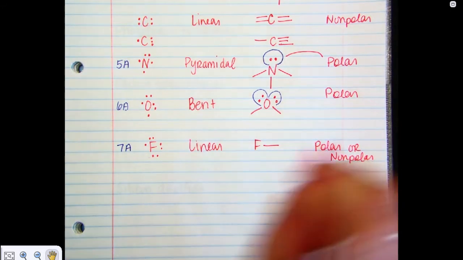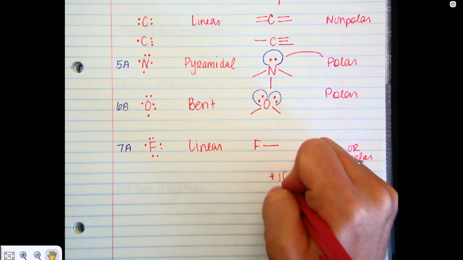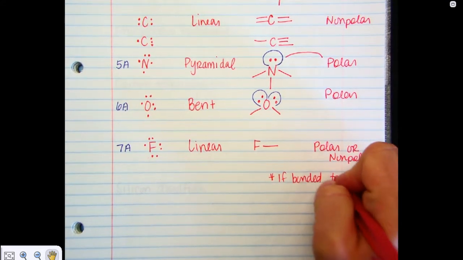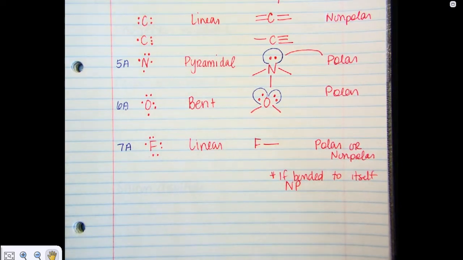And the reason it can be both is that things in the halogen column have a strong likelihood of bonding to themselves. If you think about it, polarity is based on who hogs the electrons. If you're bonded to an exact copy of yourself, you can't hog the electrons any more than the other one could, right? So they would have to share them equally at that point. So if bonded to itself, we're nonpolar. If bonded to something else, it's probably going to be polar.